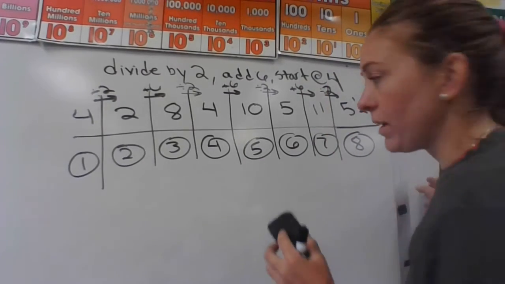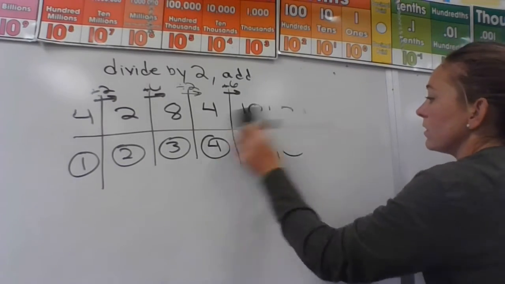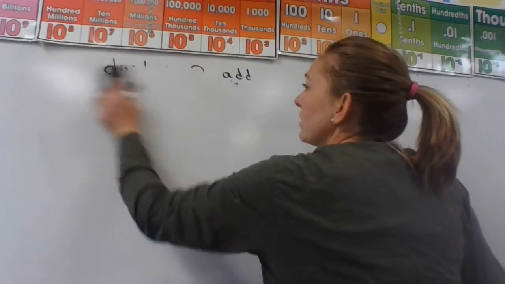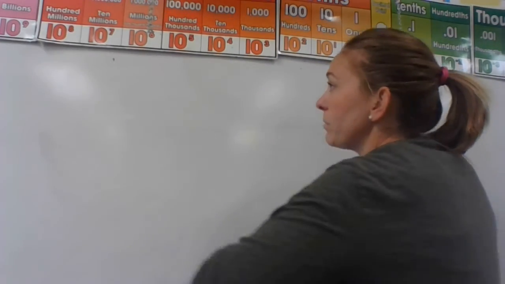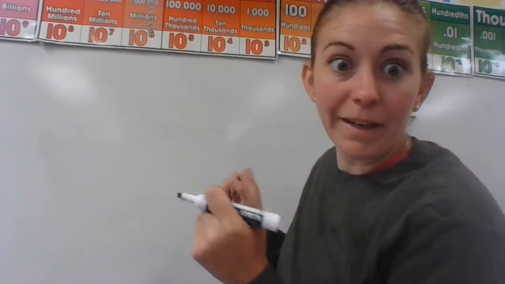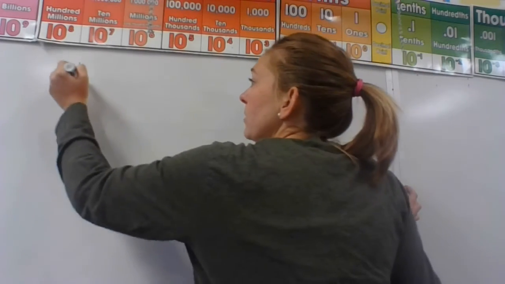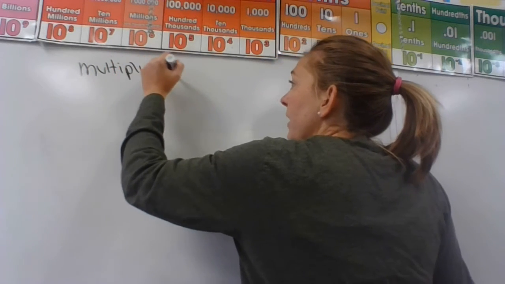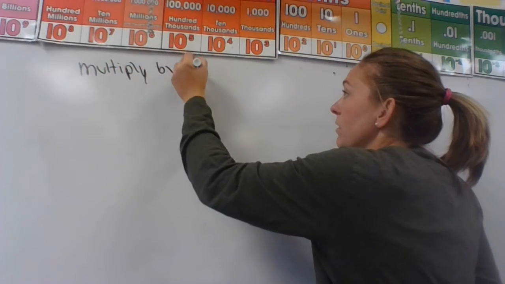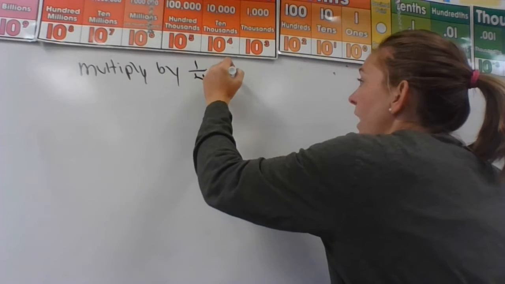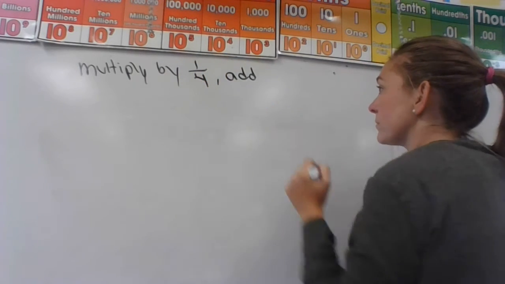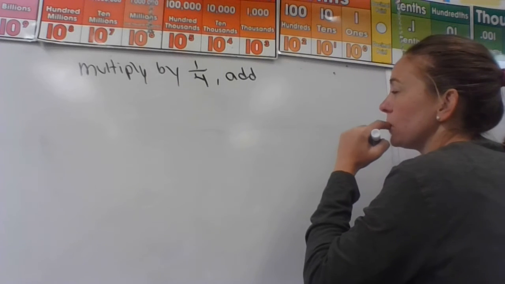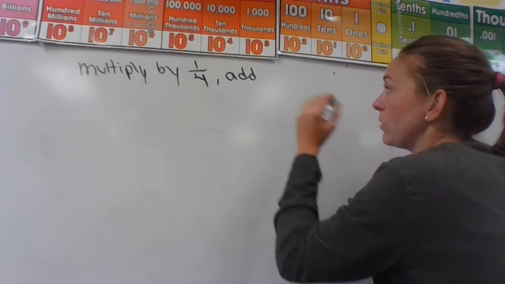Actually, let's do that. Let's do one more. I want to do one with a decimal. It sounds like fun. Now let's see. Let's multiply. Ooh, let's multiply by a fraction, guys. Multiply by, how about 1/4? And then we'll add 1/2, or add 1.